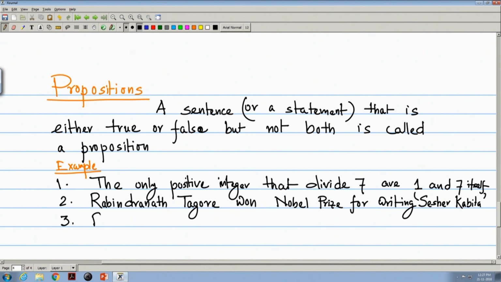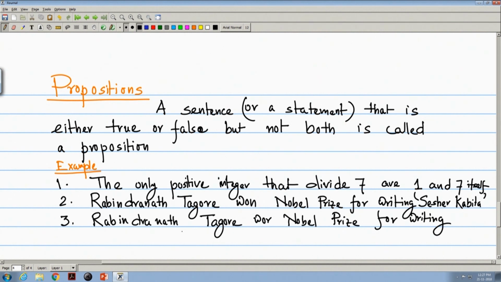Third statement I write, Rabindranath Tagore won Nobel Prize, or better I say, for translating Gitanjali in English.